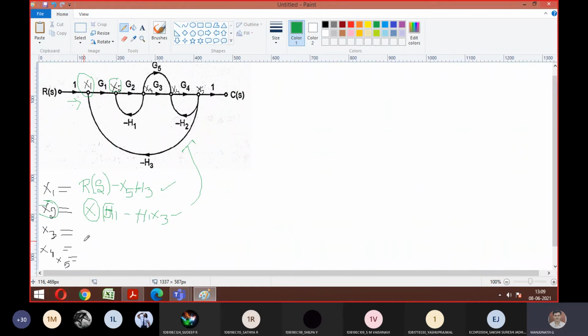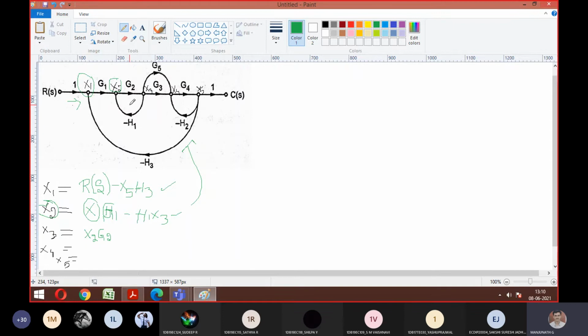For X3, only the entering thing. There is no minus here, only positive X2 G2. So I can write X3 as X2 G2. Agree? The entering point for X3 is only one. The remaining are leaving only. Correct? Okay, good. X4?